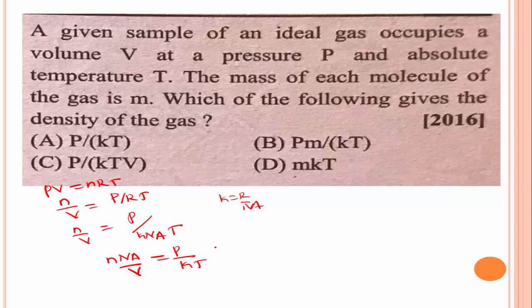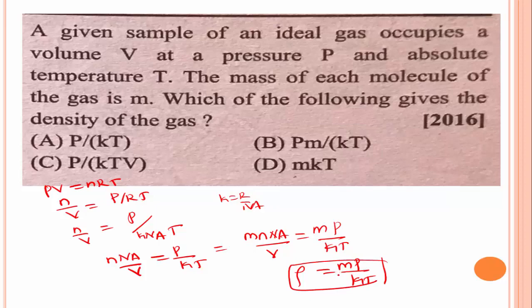Then using this formula, multiplying by m, m into n into Avogadro number divided by V is equal to m into P divided by k into T. The mass per unit volume is the density. So density rho is equal to mP divided by kT. The option B is the right answer.